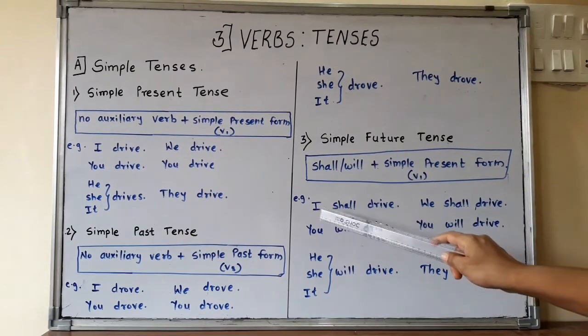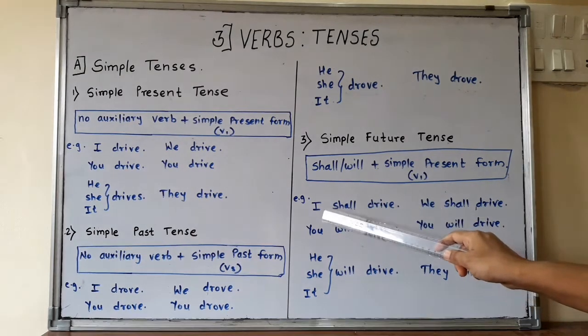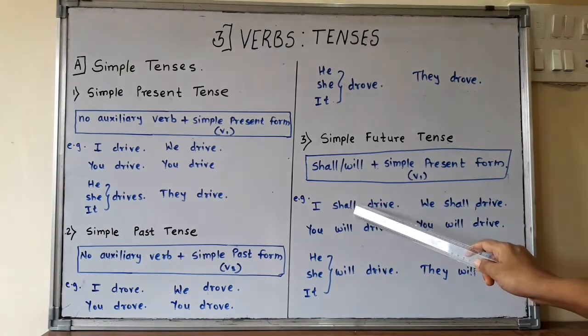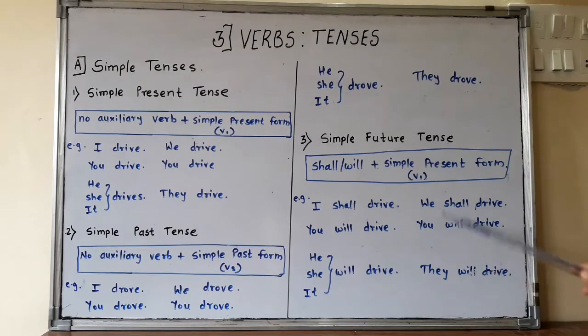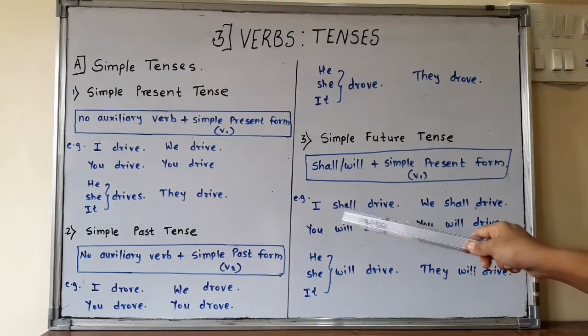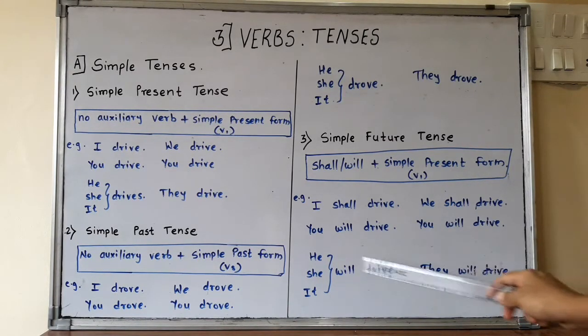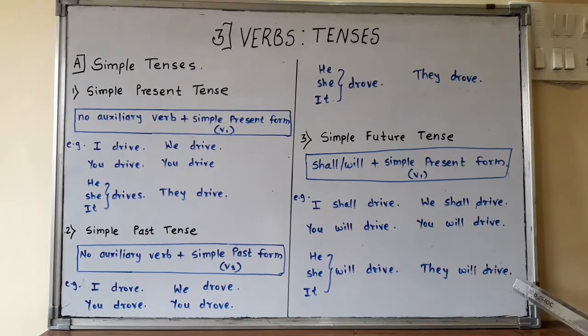Always remember I and we take shall. Whenever you are using I and we, you are supposed to use shall, and other pronouns you have to use will. So for example, I shall drive, we shall drive, you will drive, he, she, it will drive, and they will drive. These are the examples of simple future tense.